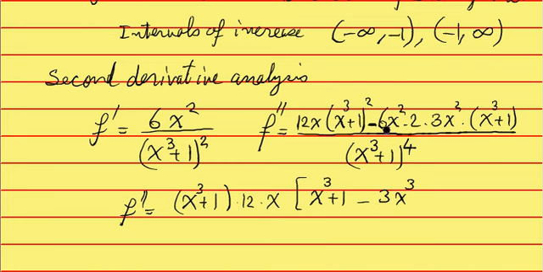So we had 6 times 6, that is 36. We had to get 12 out, so we are left with a 3. There was x to the power of 4 here, and I've taken x out, so that makes it just 3x cubed. Okay, I guess that's right. x cubed plus 1 to the power of 4 in the denominator.